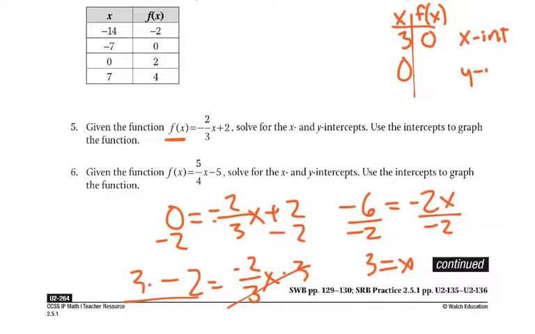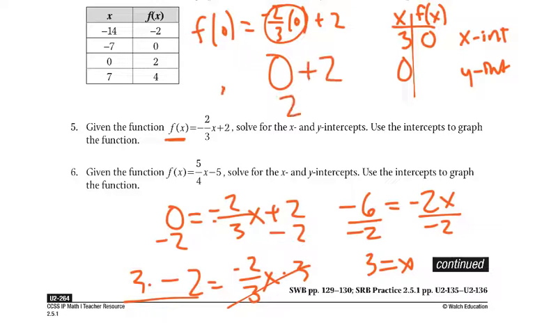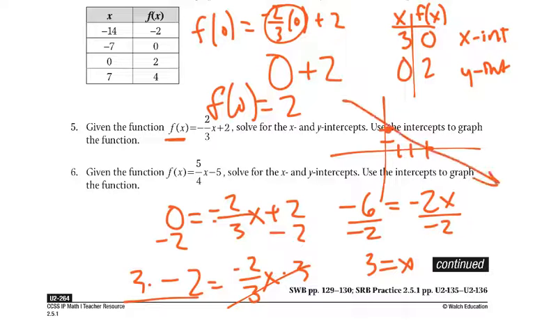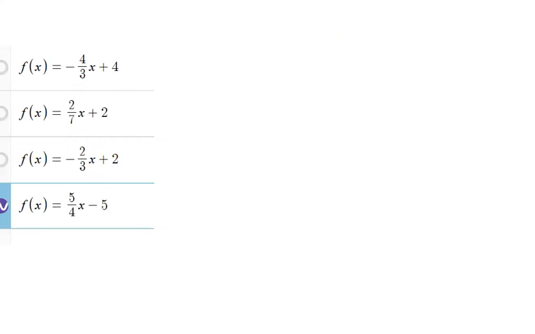Now to find our y-intercept, we make the x 0. So I'd go f of 0 equals -2/3 times 0 plus 2. That becomes 0, plus 2 becomes 2, so f of 0 equals 2. Then I could use that to graph, and draw my graph that way. Or I could use the equation to graph like we did in 1 and 2. Or, as usual, we could just use our technology to do it.